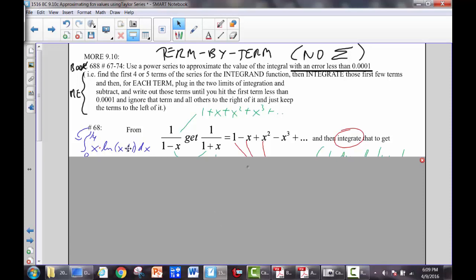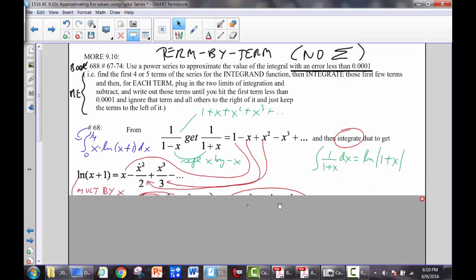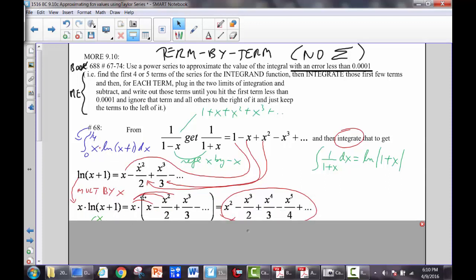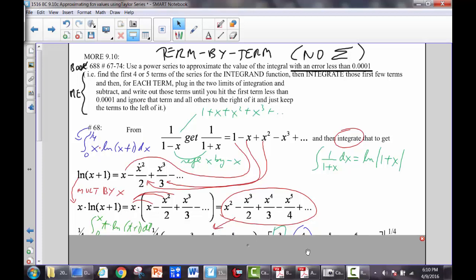So for ln of x plus 1, what we're going to do is start with our 1 over 1 minus x, which is our geometric series. And then we're going to replace our x by negative x. So replacing x by negative x, all the odd ones will have a negative. Then we're going to integrate that, because when we integrate 1 over 1 plus x, that's when we get the ln of 1 plus x. So when we integrate that, we're going to integrate 1, we'll get x, we'll integrate x, we'll get x squared over 2, etc. And now we need to multiply by x, which is just a distributive, which will give us this series right here.